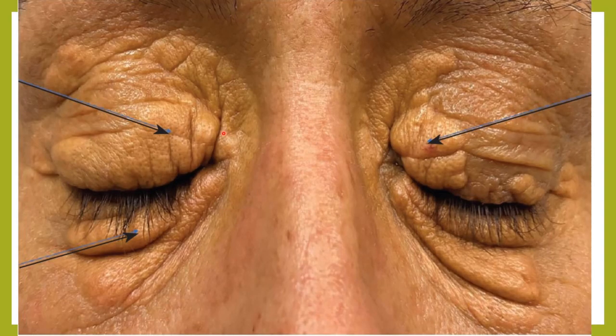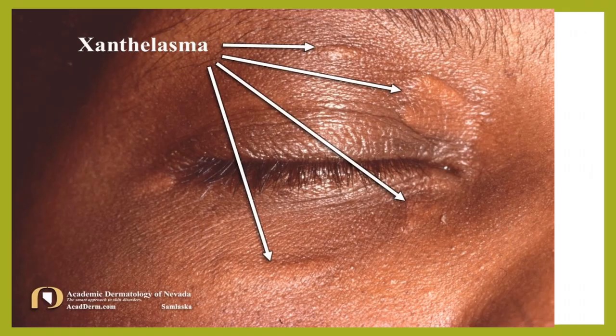So here you can see the xanthoma. These are the deposition of cholesterol which has happened here around the eyes, giving it a yellowish hue. Same thing here also. Here you can see this slightly yellowish deposition of cholesterol crystals, which have given rise to this bumpy appearance around the eye.